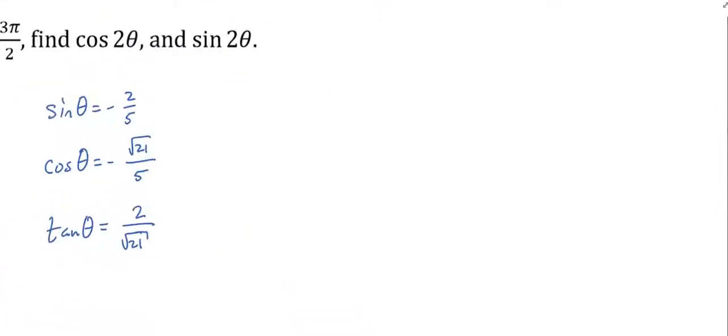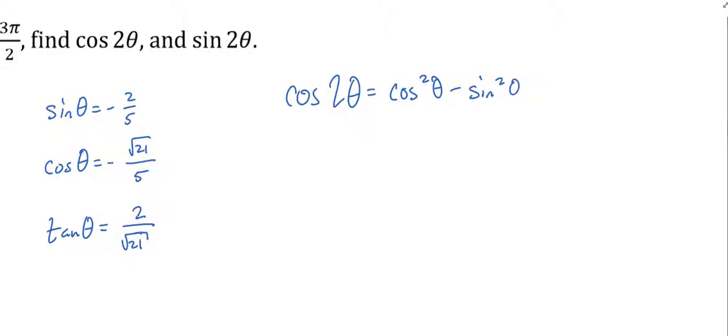What about cos 2 theta? Well, we have three formulas to choose from. Doesn't matter which one you use. Let's start with the first one, cos squared theta minus sine squared theta. I think some people might think one is easier than the other, and that's fine if you think that. Use the same one every time so you get used to it, or use different ones so you memorize them all. I don't know.